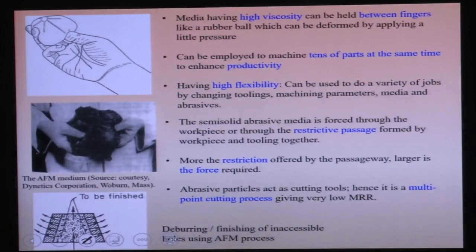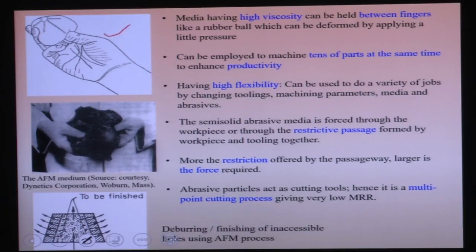As I told, the main rheological media is this polymeric media. This media does the machining operation by using these abrasive particles. It has certain properties. It is a non-Newtonian fluid, obviously. Media having high viscosity can be held between the fingers like a rubber. You can see here, between the fingers, it can be held like a rubber ball, which can be deformed by applying a little pressure. So it is a very soft media that can be deformed using a very small pressure.